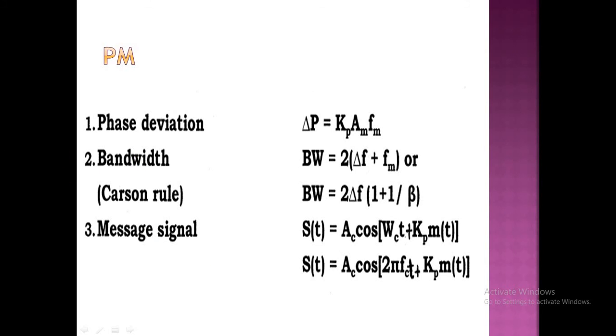Some of the important formulas involved in case of a PM: it is the general form of the PM wave, that is s(t) = Ac cos(ωct + kp m(t)). In terms of frequency, s(t) = Ac cos(2πfct + kp m(t)). All these are the general forms of a PM. Another important formula is the bandwidth. Bandwidth is 2(Δf + fm). It is an important formula. For solving the problems, these formulas are very useful. You have to remember these formulas.